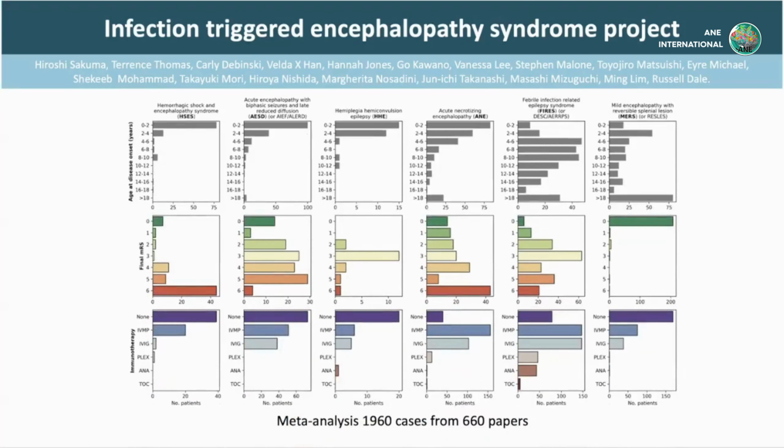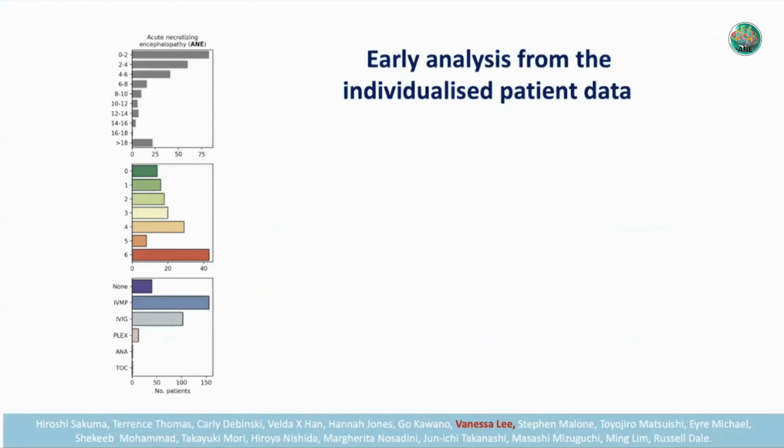Individual cases would only be published if they're a bit unique or slightly different. So bearing all that in mind, this is what we can split. I don't want you to see all of those, but we'll focus on the ANE data only insofar as this is going through a data cleaning process at the moment. We are planning a meta-analysis of about 2,000 cases of patients with a range of infection-triggered encephalopathy syndromes from 660 papers. So what can such patient-level data tell us?